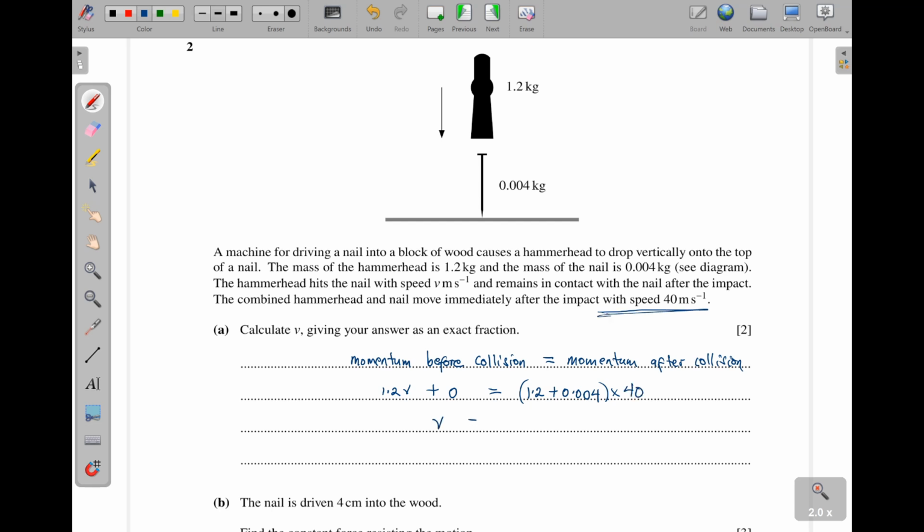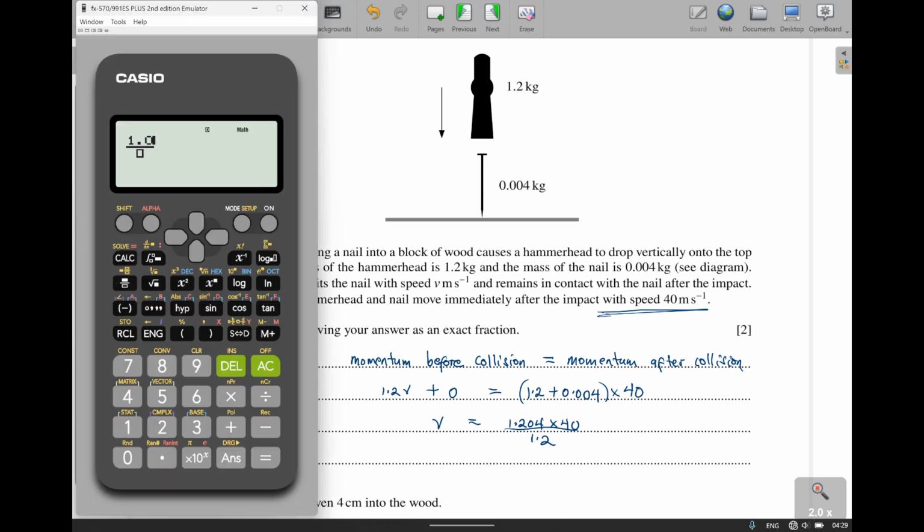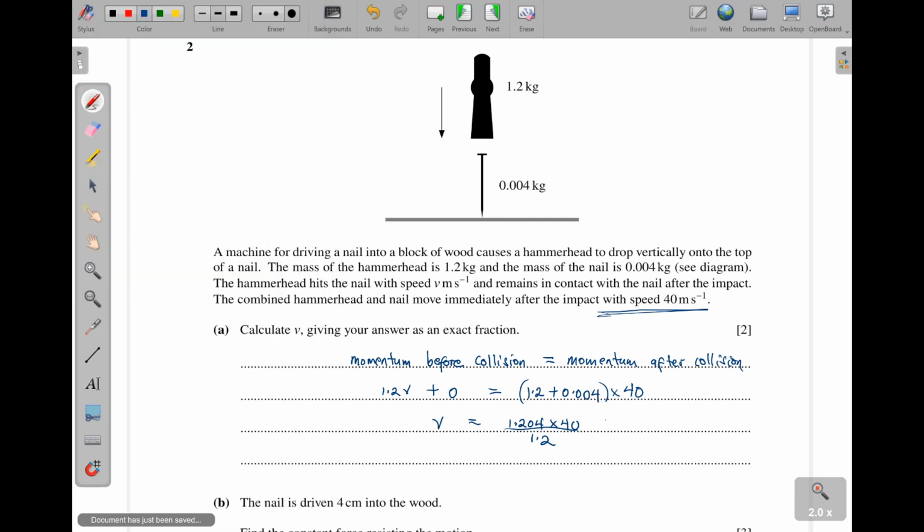Okay, so meaning our V is going to be equal to 1.204 times 40, then we divide by 1.2. What do we get? We get 602 out of 15. And they told us to give our answer in the exact fraction. So I'll write here 602 out of 15. Don't write your answer to 3 significant figures. Follow the instructions.